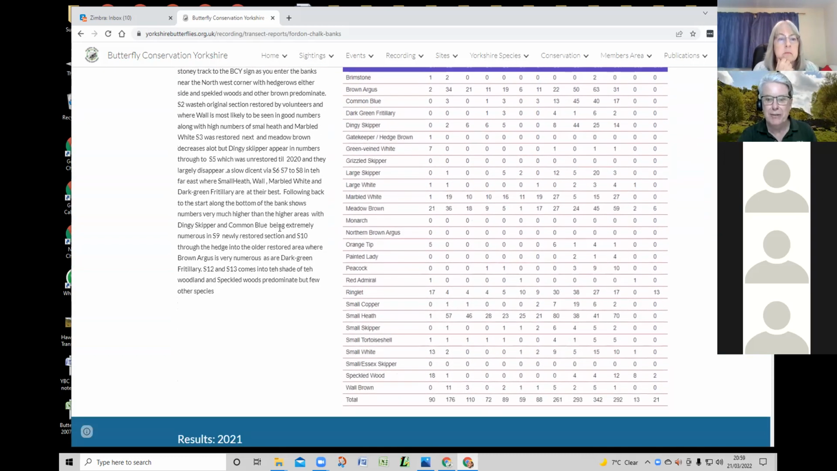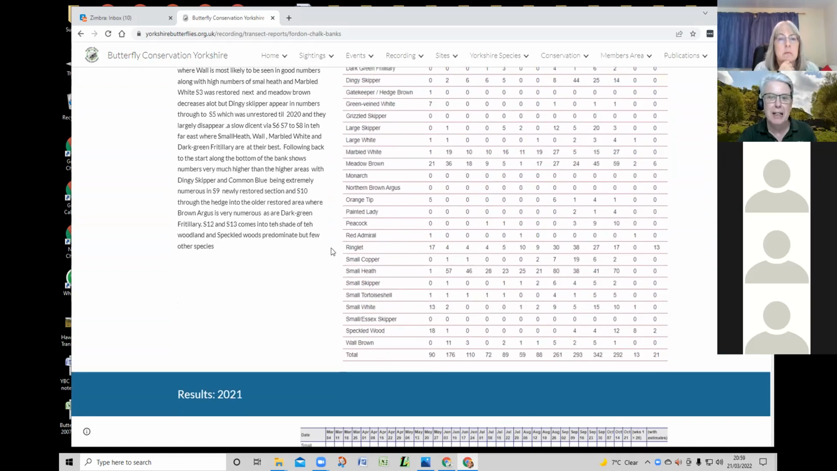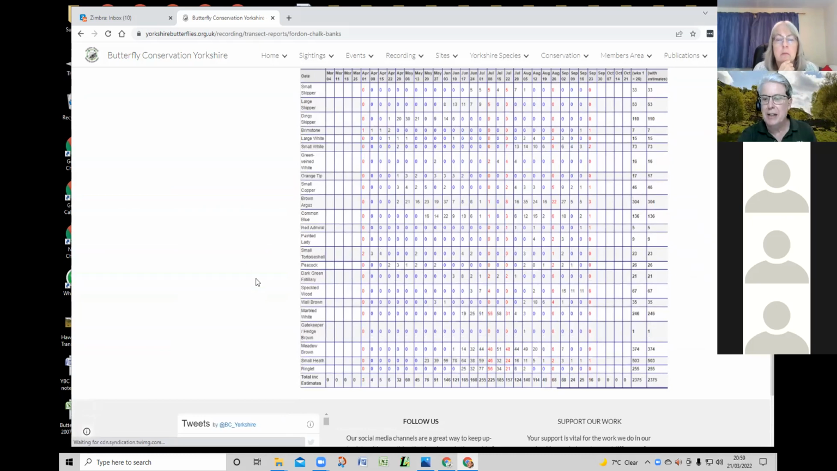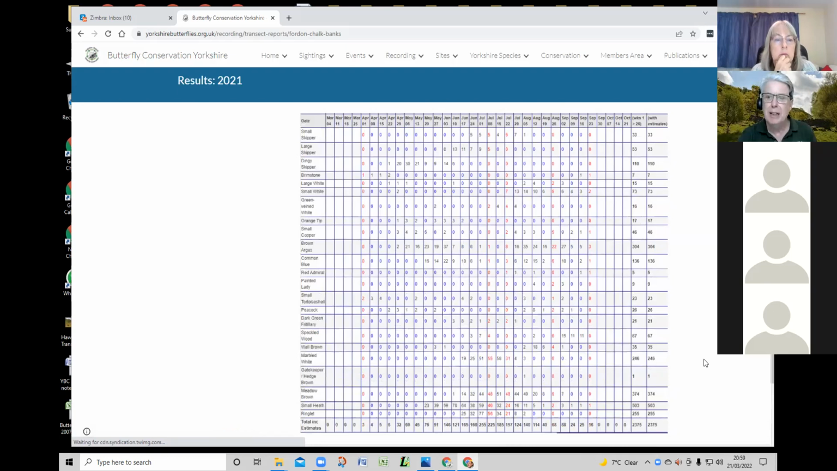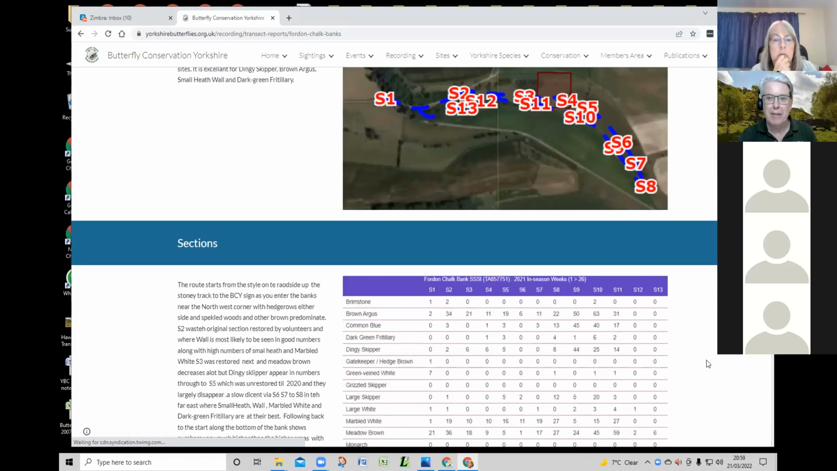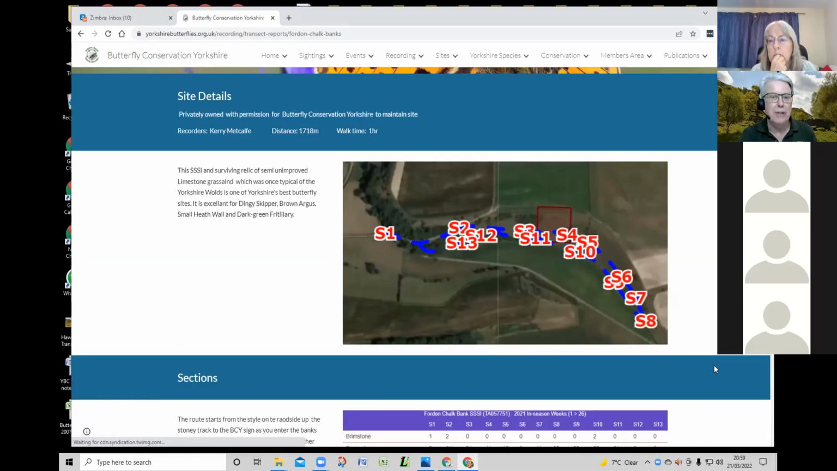The counts at Fordon are very high. It's a very rich area. And you can see there the total count. I think it may be the highest in the county, nearly 2,600 butterflies through the season. Great to see. It's nice to have that. And thanks, Kerry, for doing it. Kerry, would you like to say anything?